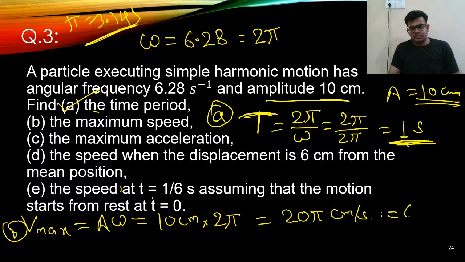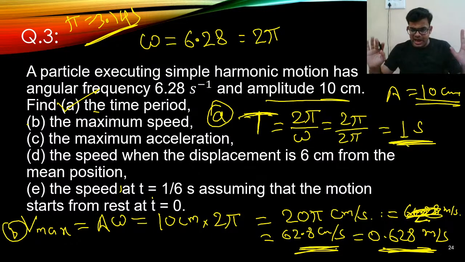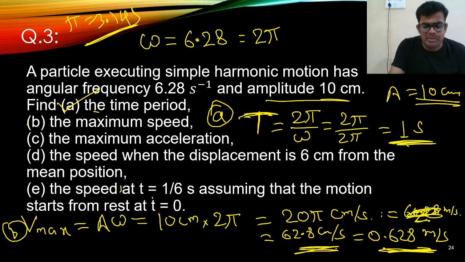So we will say this is 60.28 meter per second. Sorry, 62.8. Sorry, we can write it 62.8 centimeter per second, or we can write it 0.628 meter per second. So we got it in centimeter per second also, and in meter per second also. Whatever option is given, you have to choose it. I just put the value of pi, nothing else. Okay, that's all.